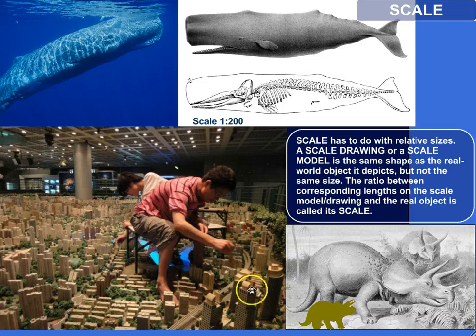So let's pretend, I have no idea what the actual scale is here, that this scale model has a scale of 1 to 300. That means a length of 1 foot on the scale model corresponds to 300 feet in real life. So if this is 1 foot high, then the real building is 300 feet high. If from this road to this road is 2 feet, then in real life that's a distance of 600 feet. 2 times 300. So that's scale.